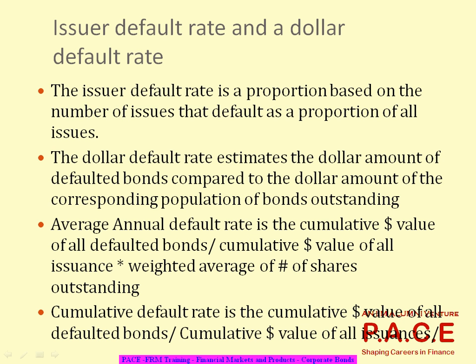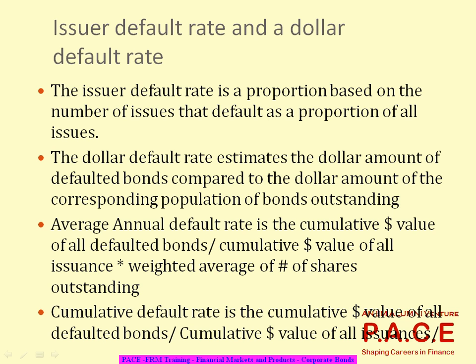So there could be a default rate from the issuer. If I use the word issuer default rate, it could be in percentage terms or in dollar terms. The dollar terms is called the dollar default. So let's say you have issued 100 bonds, or you have issued 10 times. How many times have you defaulted? That is the issuer default rate.